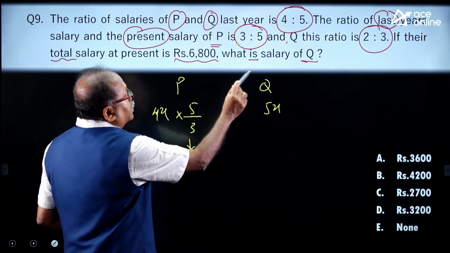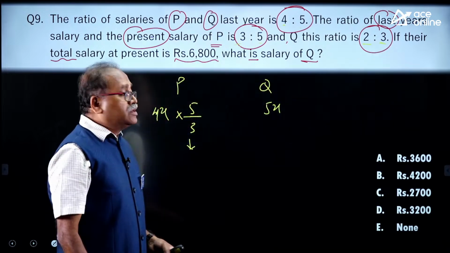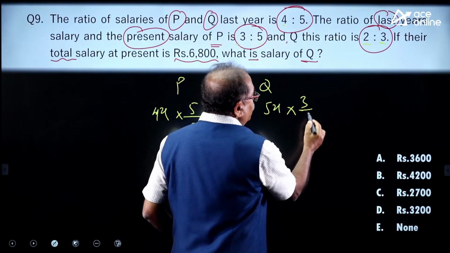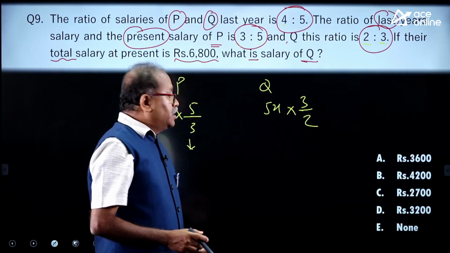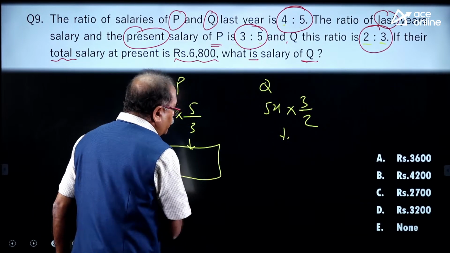Similarly here, for Q, last year if 2 parts, the present is 3 parts. So here it is 2 parts, and I need to get the 3 parts over here. Multiply this by 3 by 2. So here you will be getting the present one.